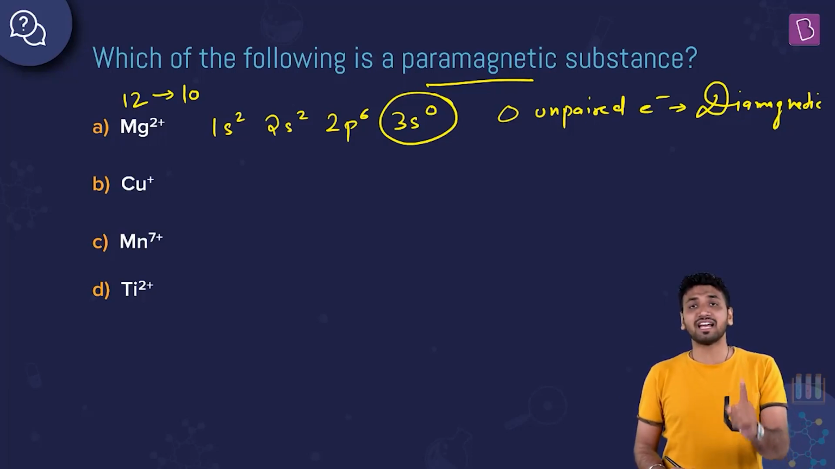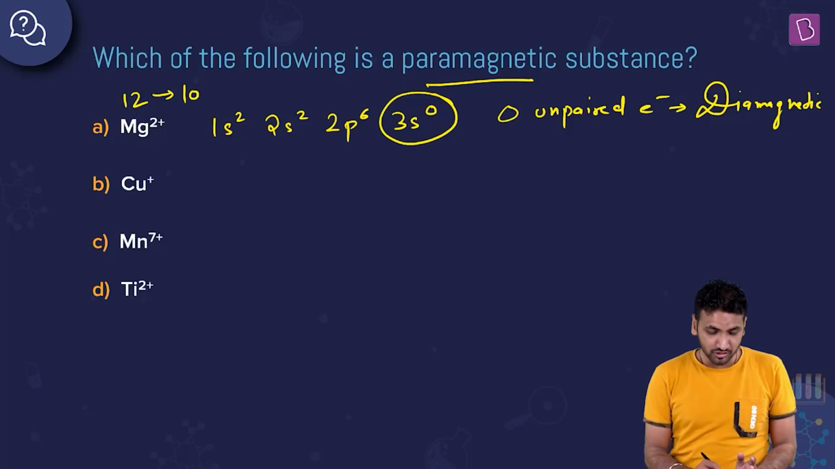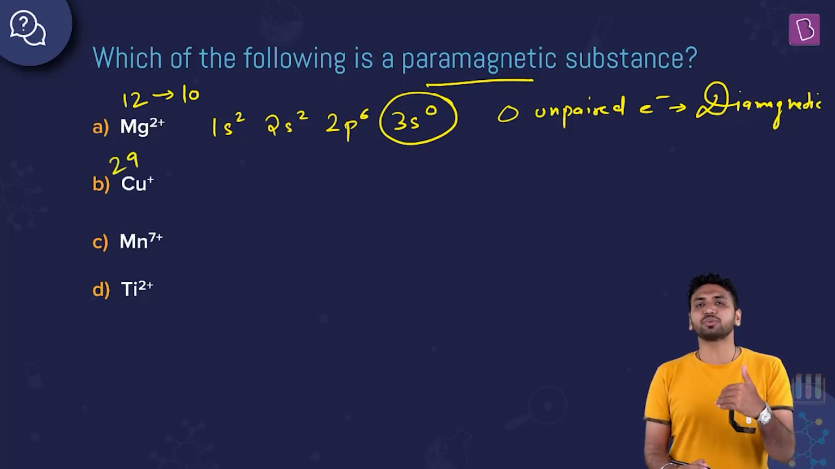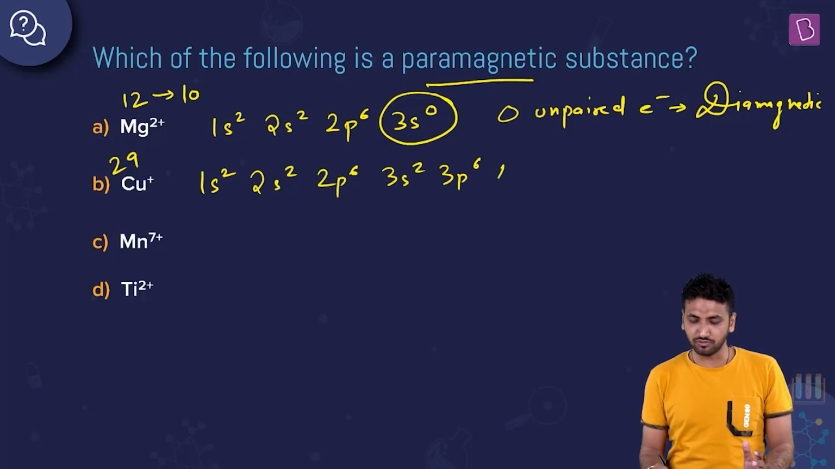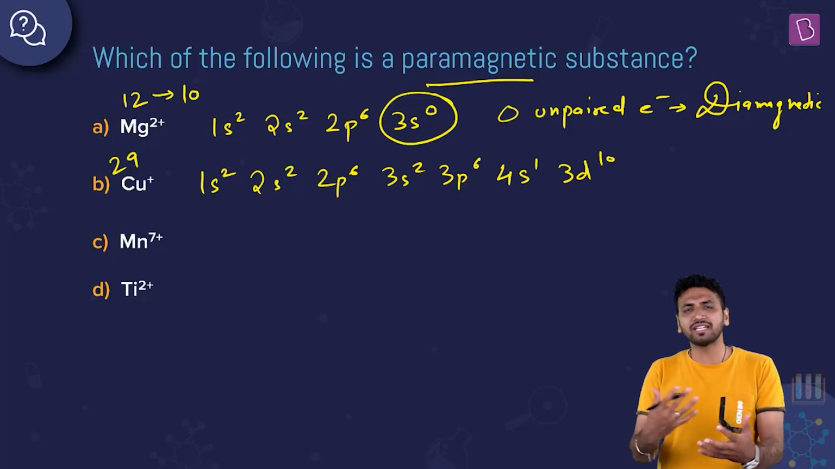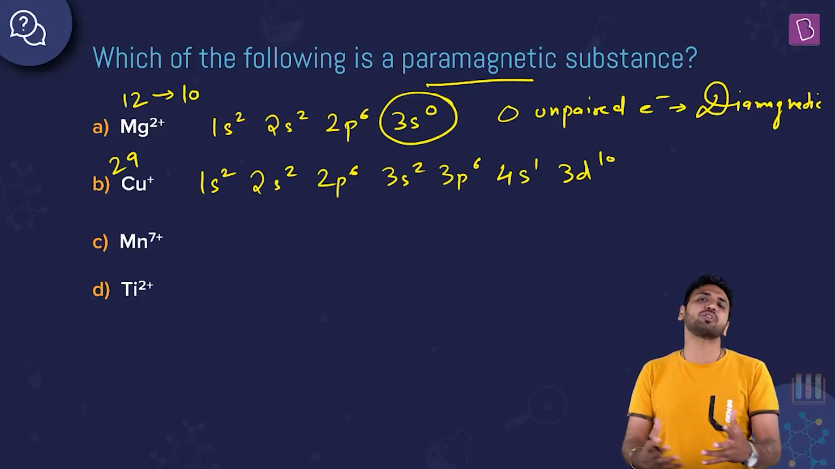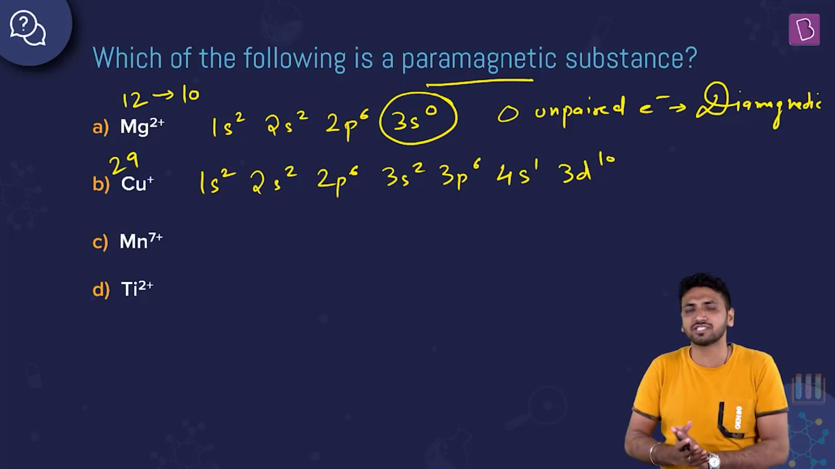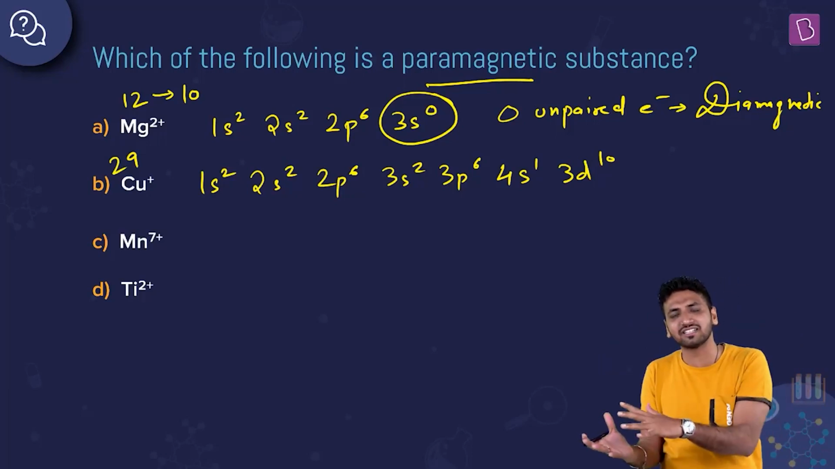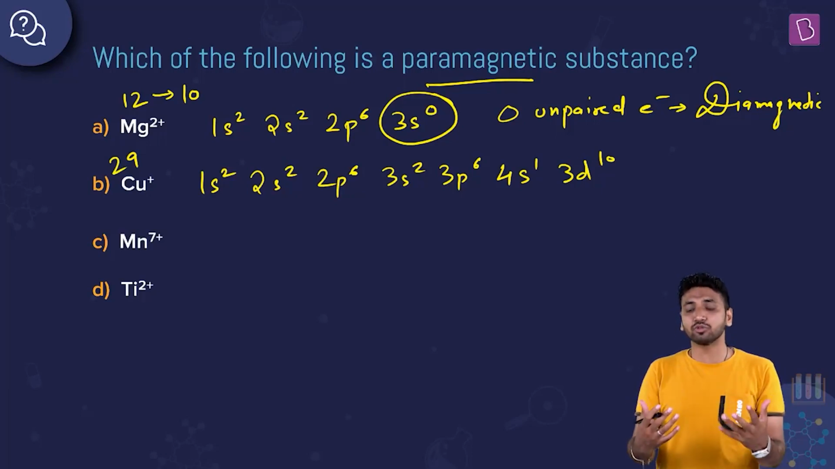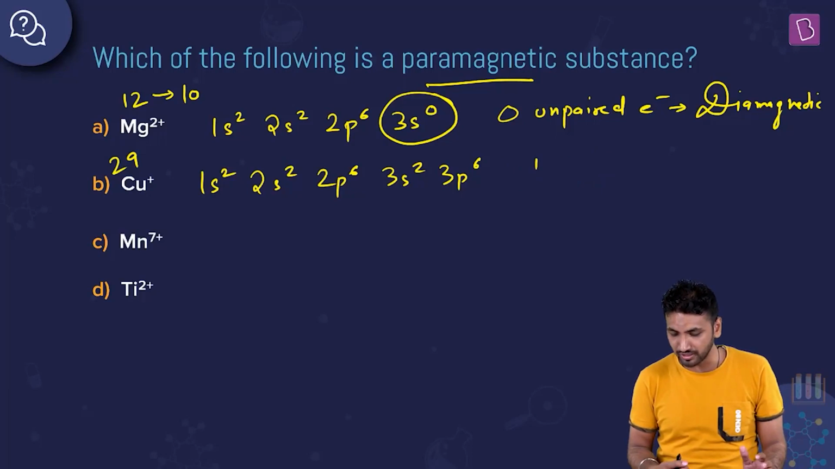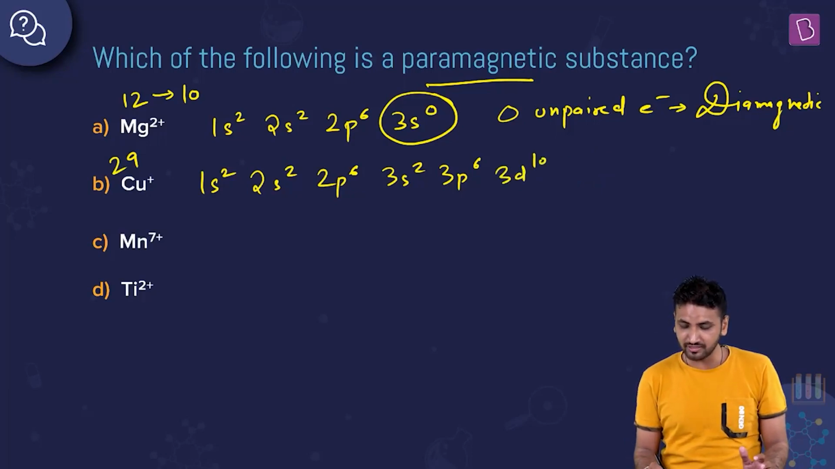Okay. Moving forward, copper plus 1. Copper has a special electronic configuration. The atomic number is 29. Let's write it for 29 first. So 1s2, 2s2, 2p6, 3s2, 3p6, 4s1, 3d10. Although 29 should be like 4s2 3d9, because fully filled electronic configurations are more stable, there is an electronic transition from 4s to 3d. Now, when you are removing the outermost electron, it should be 4s1. So let me write it in this fashion: 3d10, 4s1.